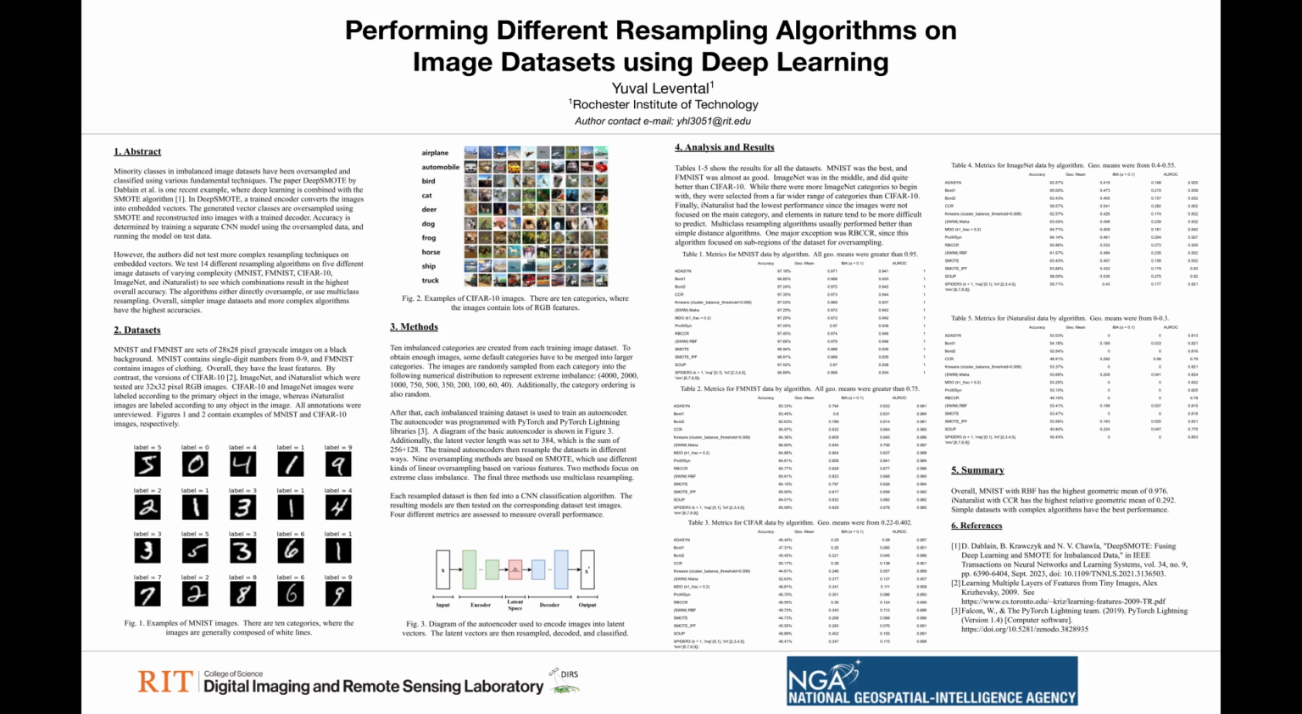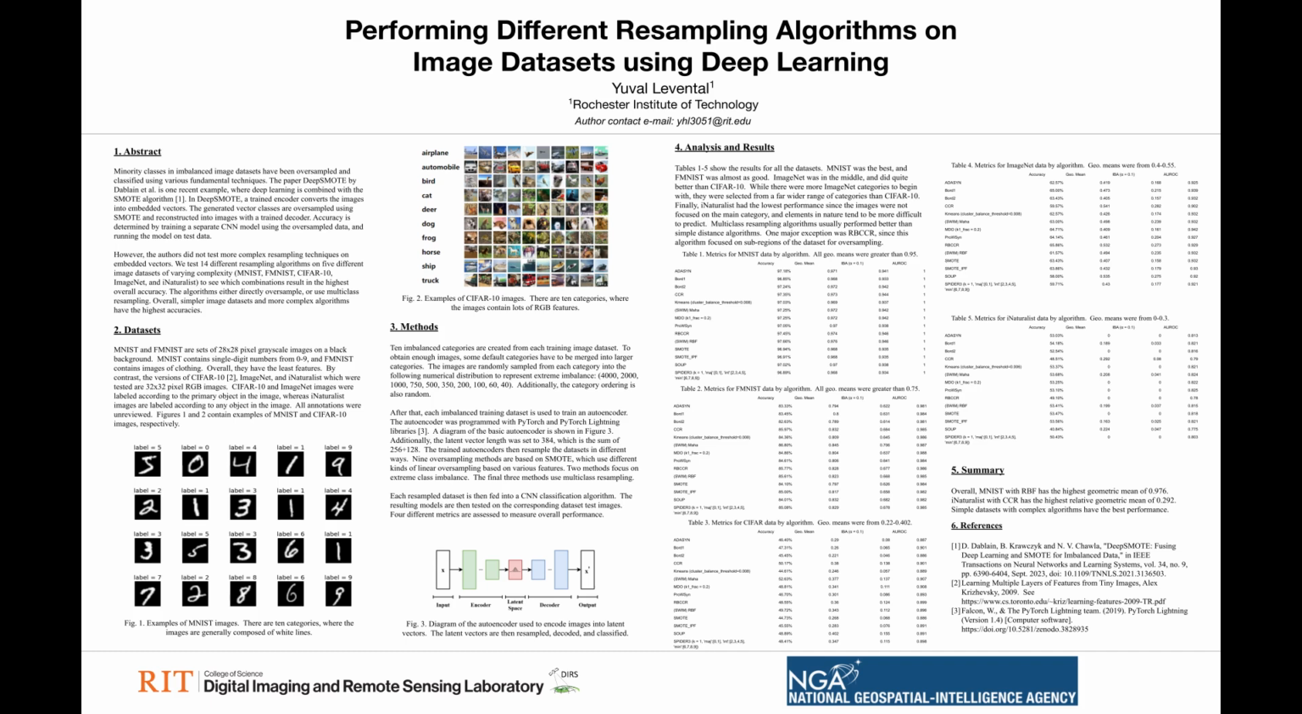Tables 1 to 5 show results for all the datasets. MNIST was the best and FMNIST was almost as good. ImageNet was in the middle and did quite a bit better than CIFAR10. While there were more ImageNet categories to begin with, they were selected from a far wider range of categories than CIFAR10. Finally, iNaturalist has the lowest performance since the images were not focused on the main category, and elements in nature tend to be more difficult to predict due to their pseudo-random nature.